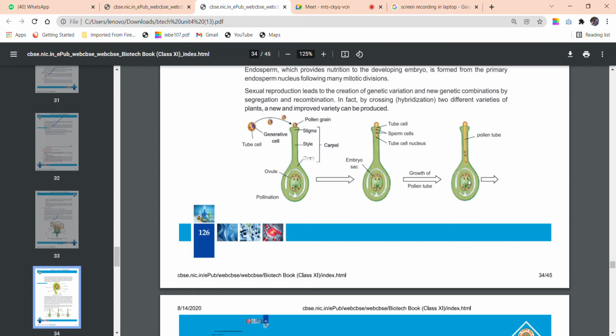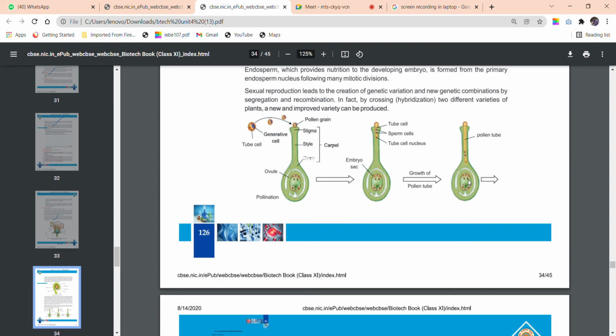So fertilization and triple fusion combined together, and that process is collectively known as double fertilization. Okay, so you have to differentiate fertilization, double fertilization and triple fusion. Simple fertilization is fusion of the male gamete with the egg nucleus, and triple fusion is fusion of the other male gamete with the polar nuclei.